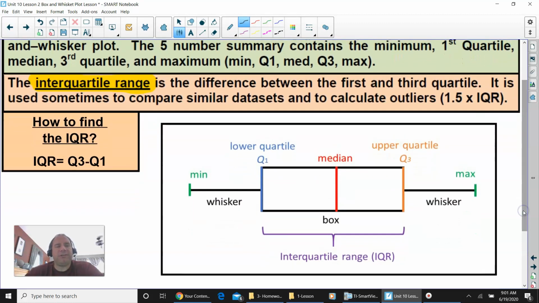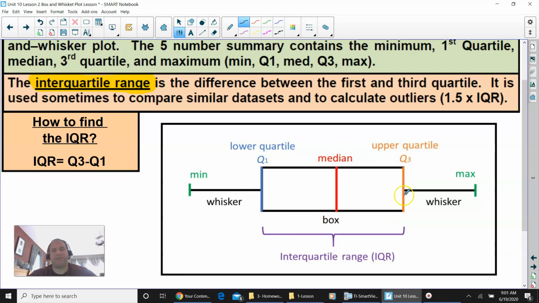And again, you could say the median is Q2. The interquartile range is the difference. Remember, range is max minus min. If you just say, what's the range of this data set, you take the largest number and subtract the minimum from it. But if they say get the interquartile range, how do you find it? Well, you take the quartiles. It's just a range within the quartiles. So you have Q3 minus Q1, and this is the interquartile range.